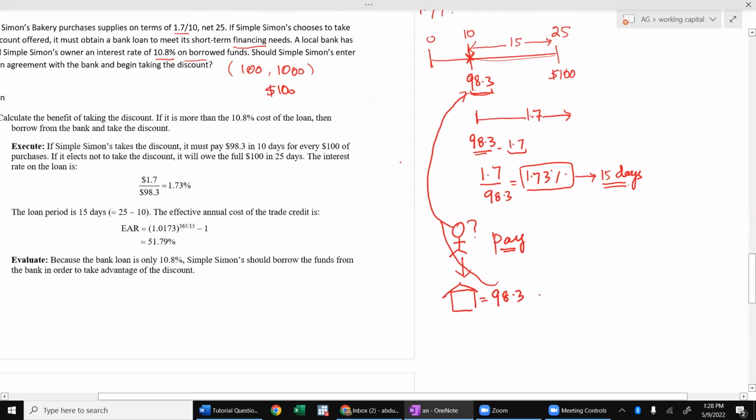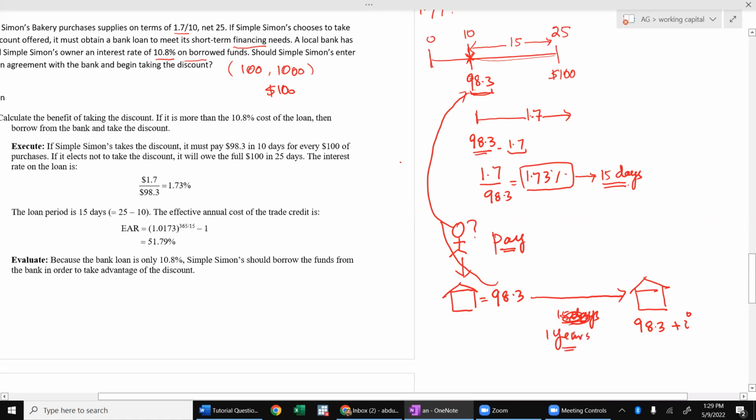But what will happen after some time? You have to pay back this loan to the bank. So you will pay 98.3 plus the bank will also charge you some interest. But remember, the banks are not going to give you a loan for 15 days, right? The loans are not available for 15 days. Loans will be available for 1 year.